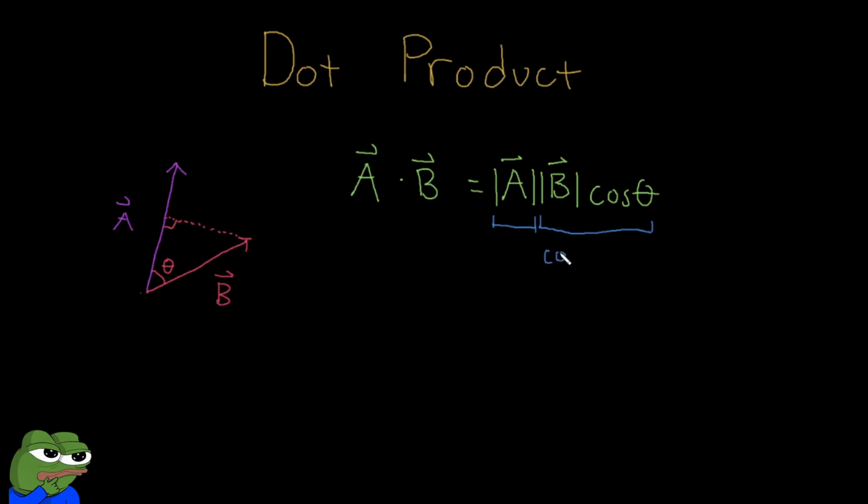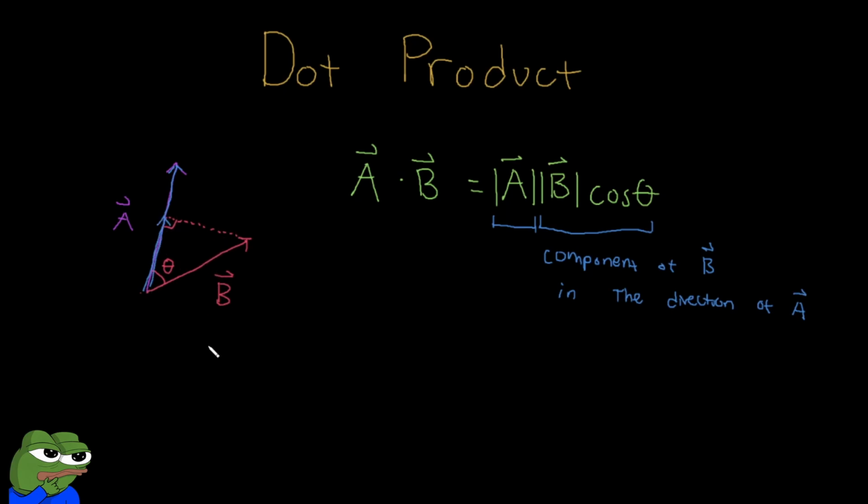It's the component of B in the direction of A. So essentially, we're multiplying this A magnitude here with this component of B projected on A. Now remember, this is just a right triangle.